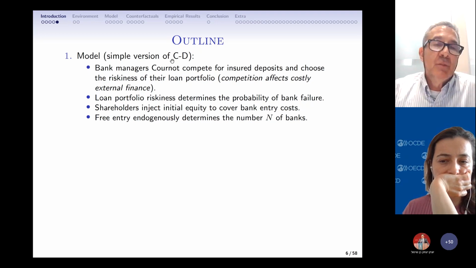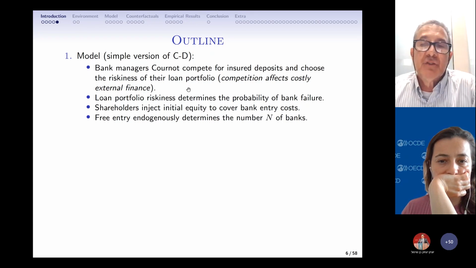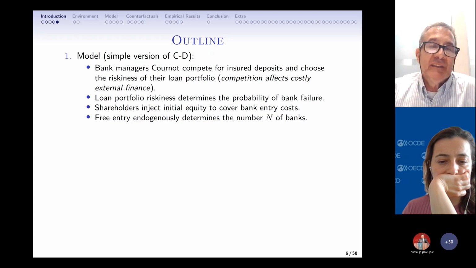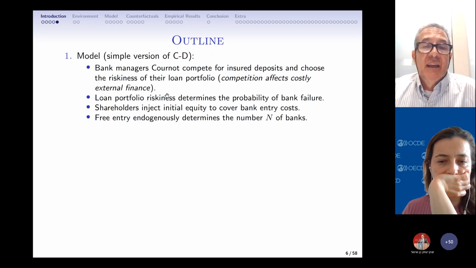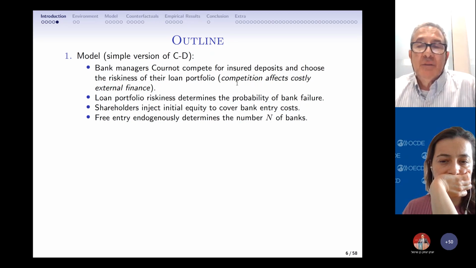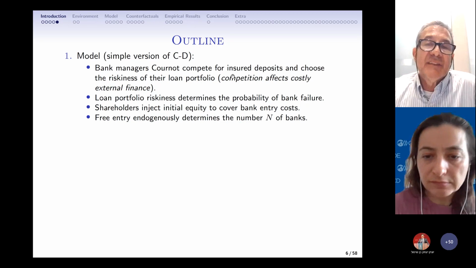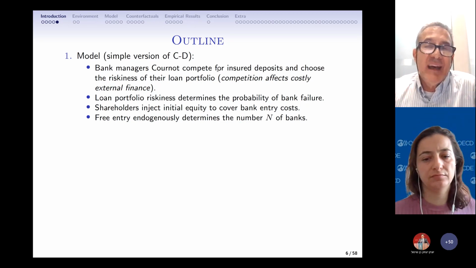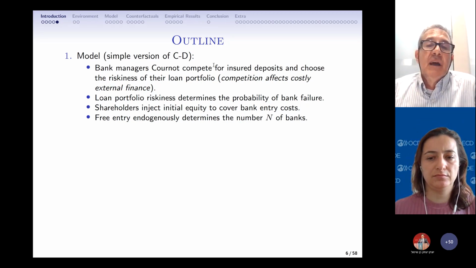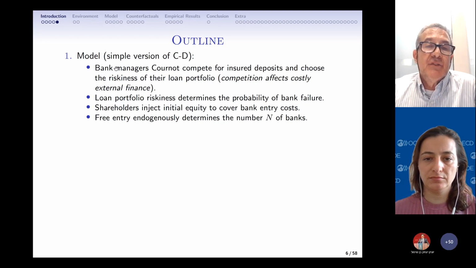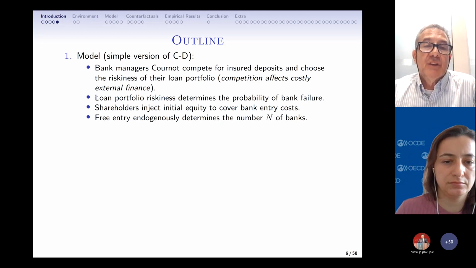So the first 2 points here, that bank managers compete for insured deposits and choose the riskiness of their loan portfolio, as well as the fact that the loan portfolio riskiness determines the probability of bank failure. They wrote down a simple static model with an exogenous market structure to think about those 2 things in the first 2 bullet points. And we're going to borrow from that.